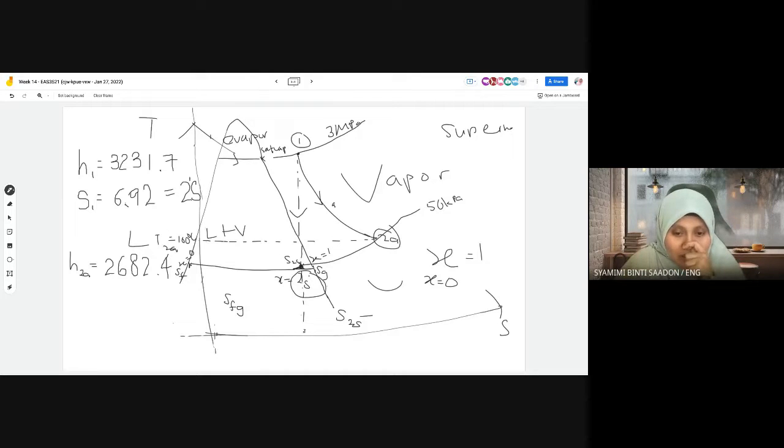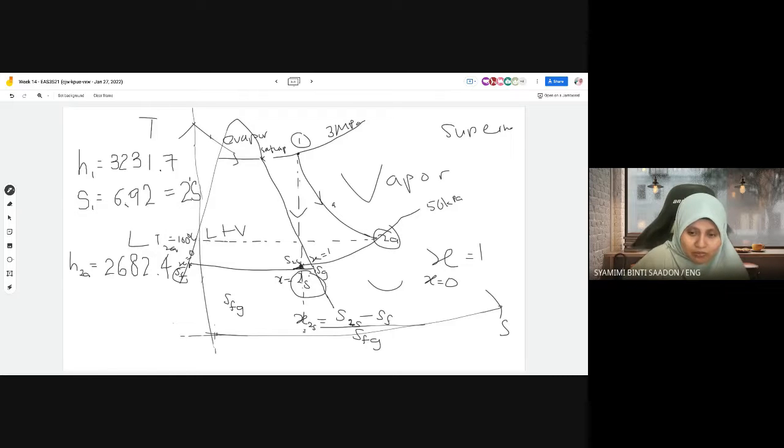Okay, so we know the value of S2S. So we can search from the table SF. What is the name of this method? Bisection method, I'm not sure. There is a method when you want to find the point in the middle, like you calculate the whole and only consider a portion, and then you get the percentage of that portion. Because you want to find the percentage or the quality. So X2S is equal to S2S minus SF divided by the whole line.